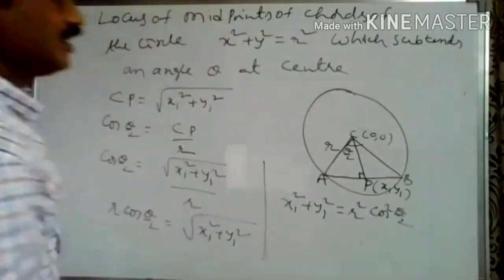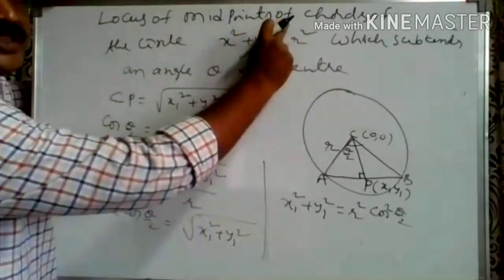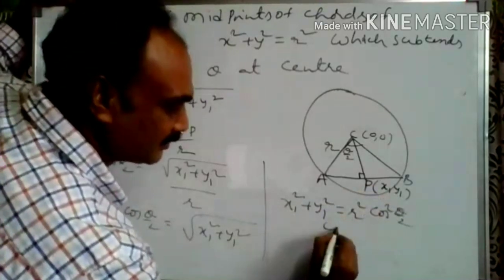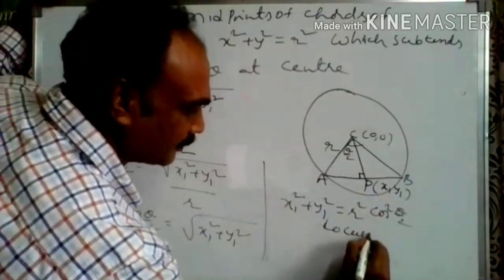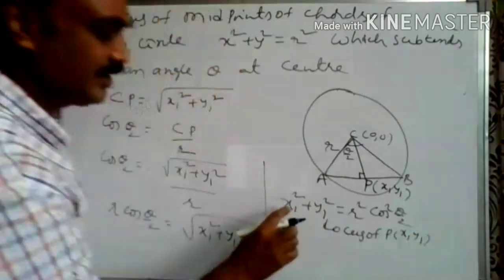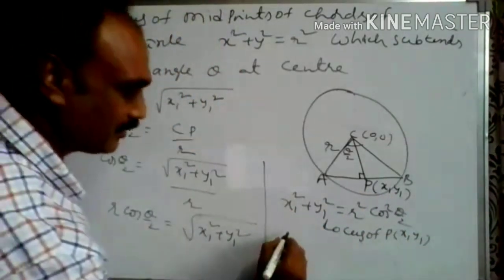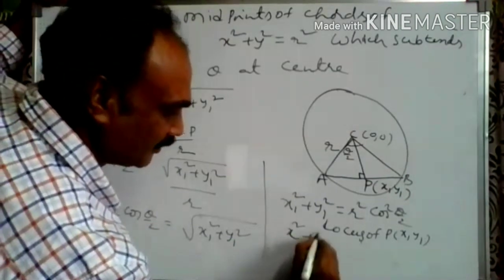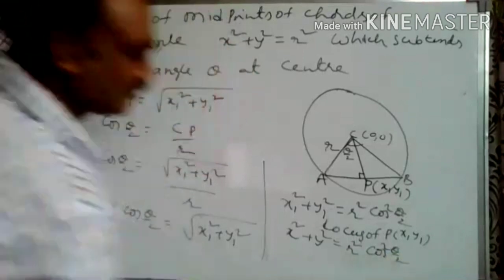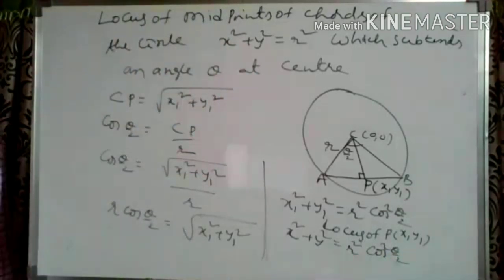Here, the locus of midpoints of the chord, but the midpoint of the chord is P x1, y1. So the locus of P x1, y1 is, replacing x1 by x and y1 by y, x square plus y square is equal to R square cos square theta by 2.